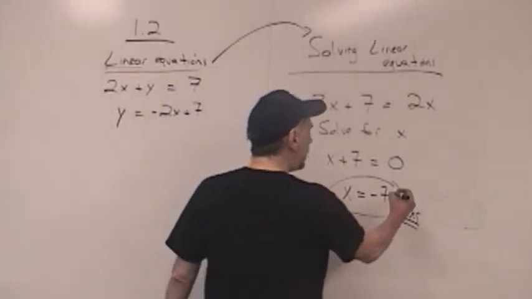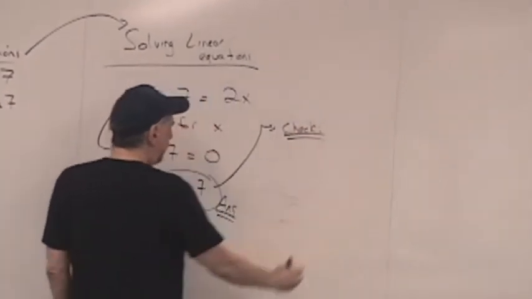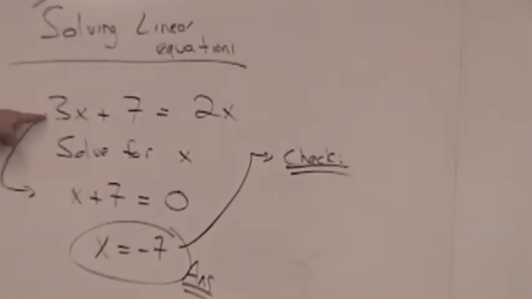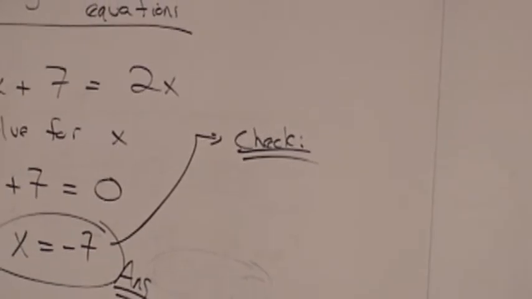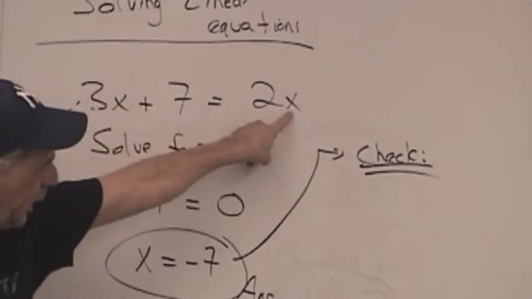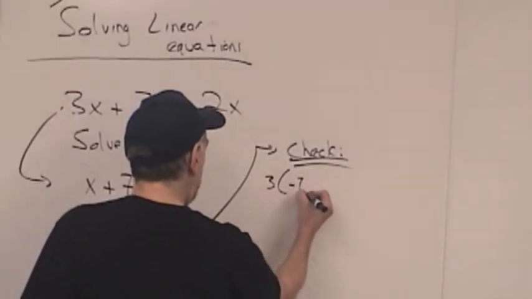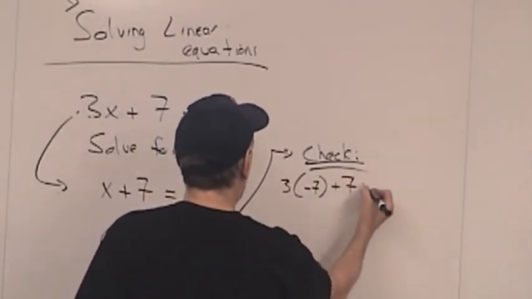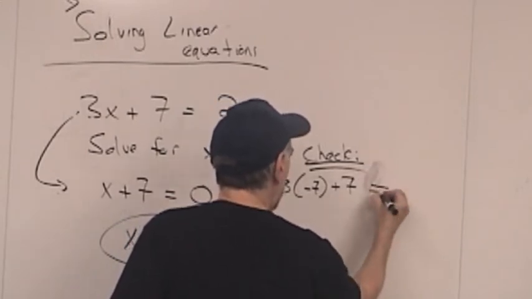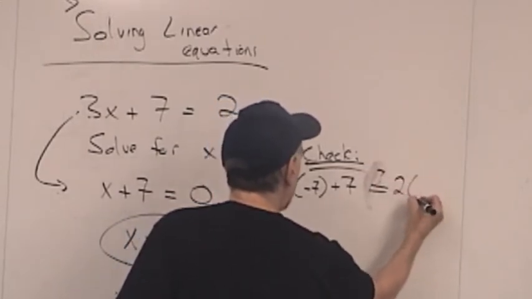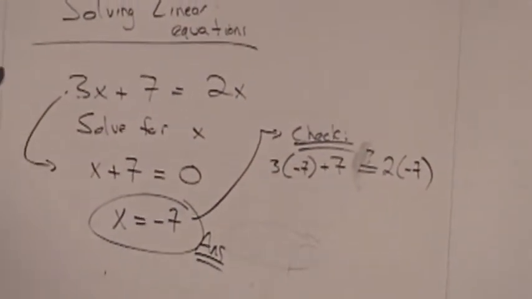Now you can always check this to make sure it's right by putting that x value back into the original equation and making sure that it's true. So if I put a negative 7 in here for x, in here, I should get a true statement. So let's do that. 3 times negative 7 plus 7, does that equal, because we don't know yet, we're checking to see if it does equal. So we'll put a question mark there on the equal sign.